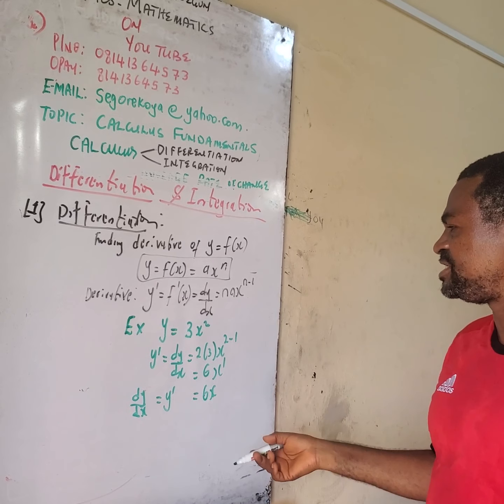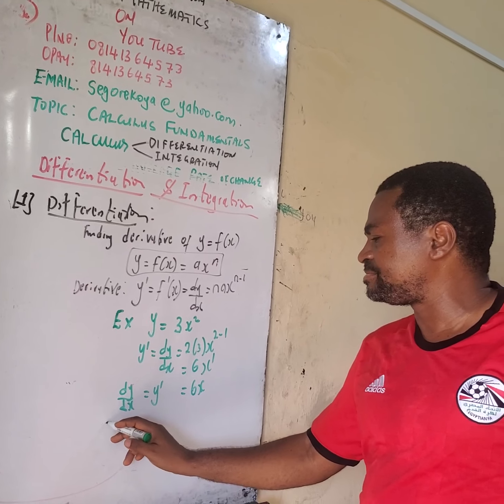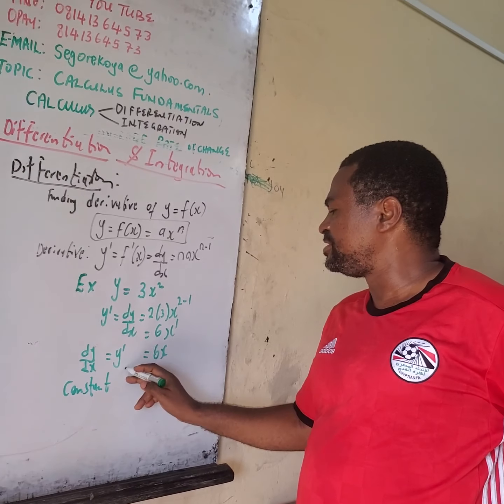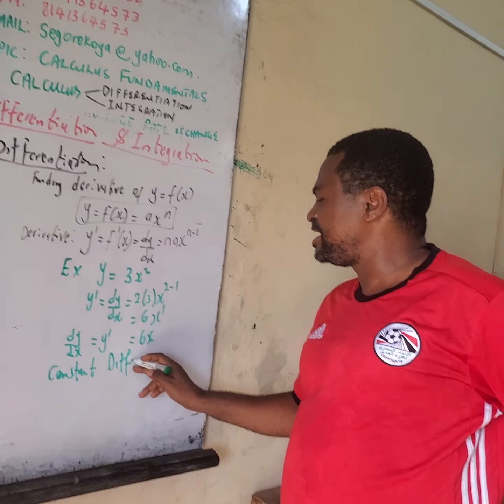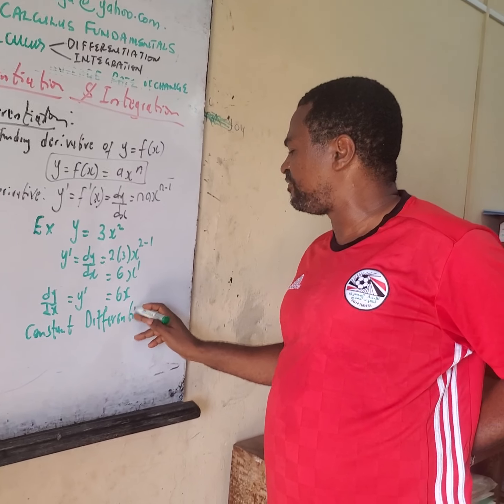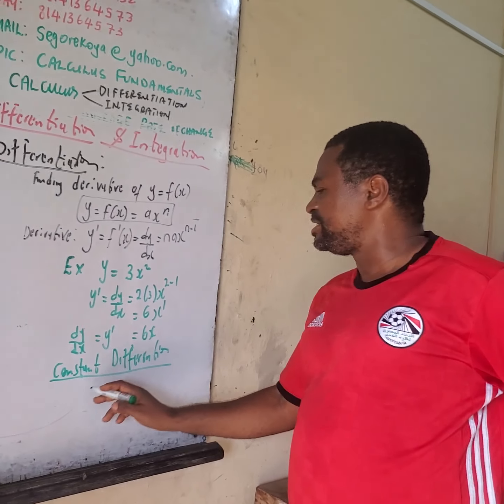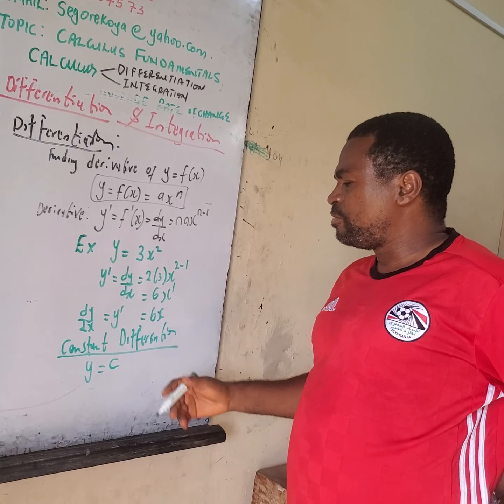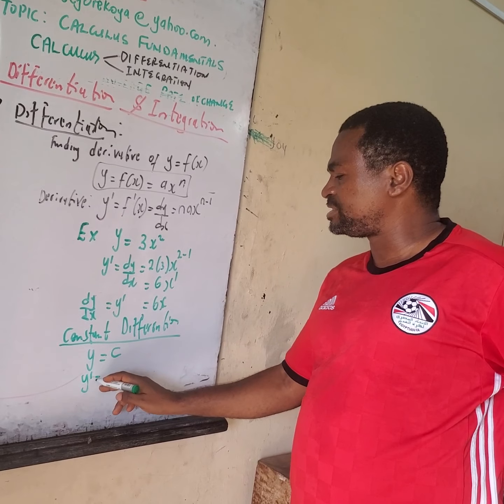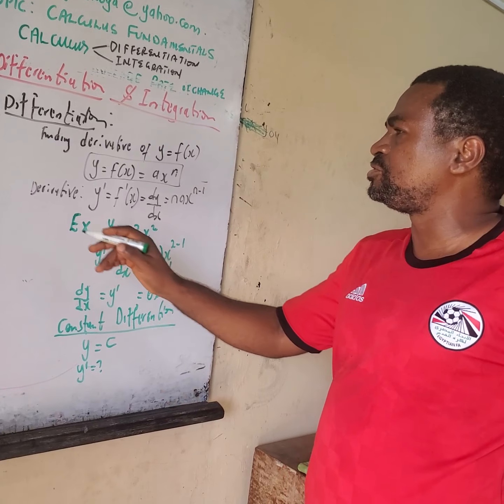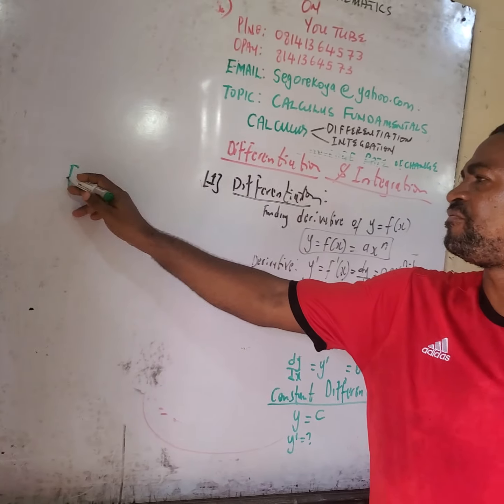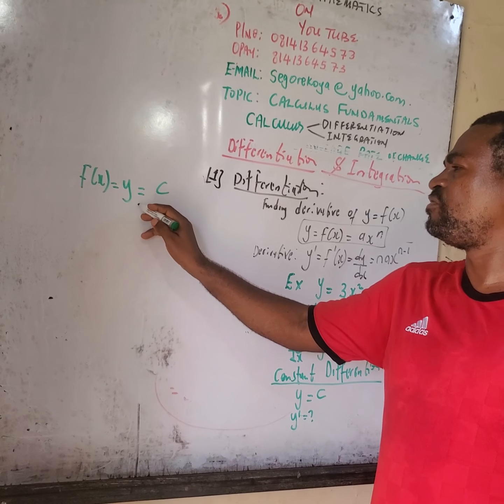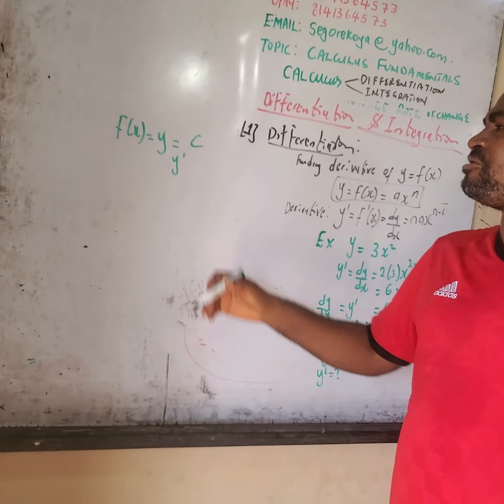Now, if you want to differentiate a constant, let's say we have a constant function. Let's say this particular y is actually a constant c. We want to find y prime. What is y prime? To be able to do that, you are given the function f of x, which is y, to be c. We want to find y prime. This is what you are going to do.